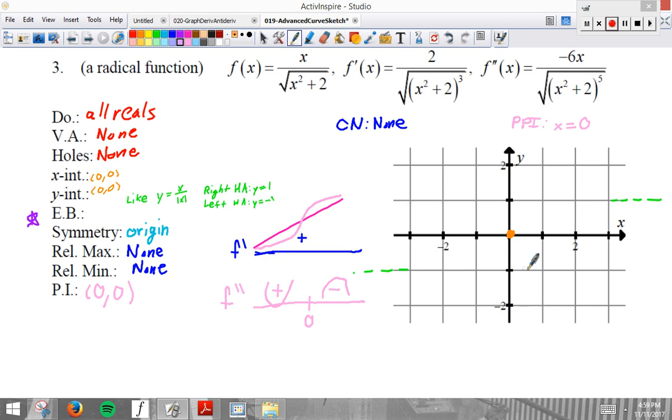And that S-type shape fits really nicely in here. You should see that. There's no other special points to plot. So I'm making a nice curvy shape going through the origin. A nice curvy shape. Done.